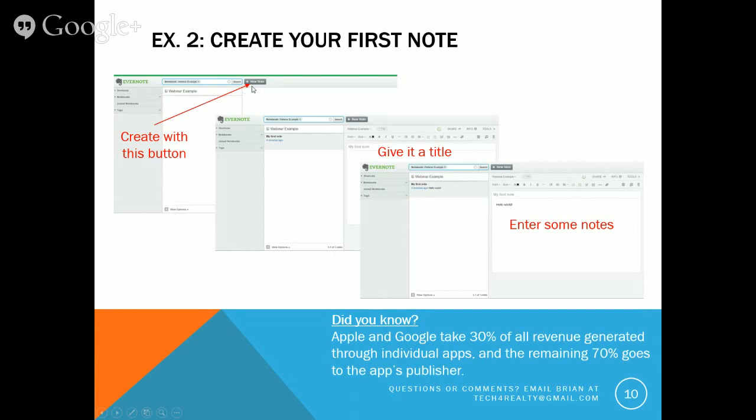Use this button to create a new note. You have to give it a title, and then you're going to enter some notes. What's interesting is if you're on a tablet or a smartphone and you use a stylus, one of those electric or static pens that you can write on the screen with, you can actually handwrite the note, and it'll convert it to text for you and place it in your title. You can do the same thing with the notes section as well.